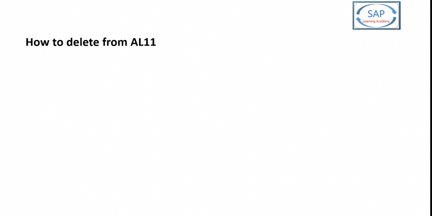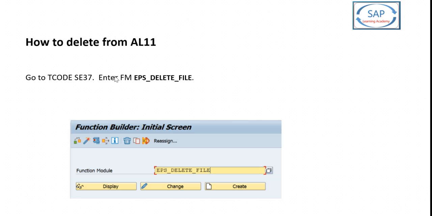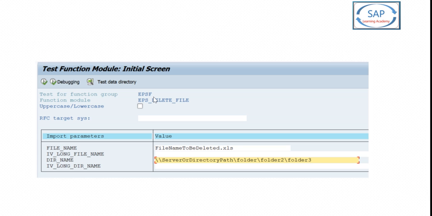Now coming to the last one, how to delete the file. So in order to delete that, you have to go to the transaction AC37, and here you have to provide this function module, that is EPS_DELETE_FILE. So it is a SAP standard function module which you are using. Now here once you execute that, you have to provide the file name and path. So that information you can get from this AL11 transaction. So once you give it and execute here, that file will be deleted from AL11.